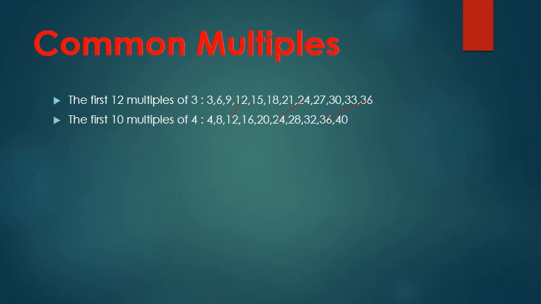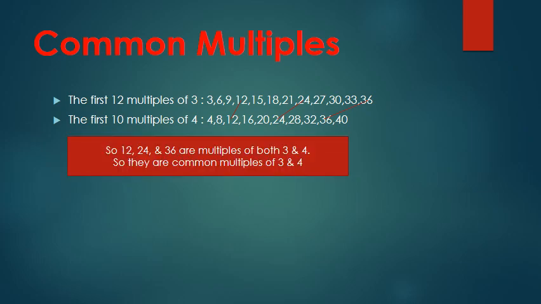Now children, we can see that 12, 24 and 36 are multiples of both 3 and 4. So we can say they are common multiples of 3 and 4. Well, let's understand this concept of common multiple with the help of one solved example.